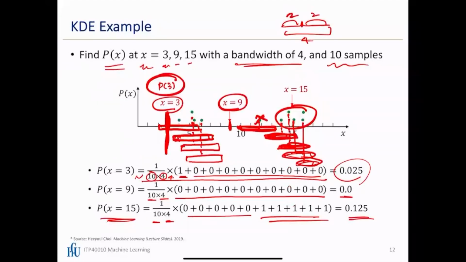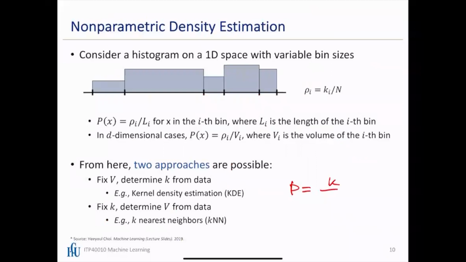So we looked at the formula P, K, and B. And from here, n is fixed, and we want to fix the size of the region, or form of the region, in a certain way. And eventually, we want to determine K in a different way compared to the histogram.